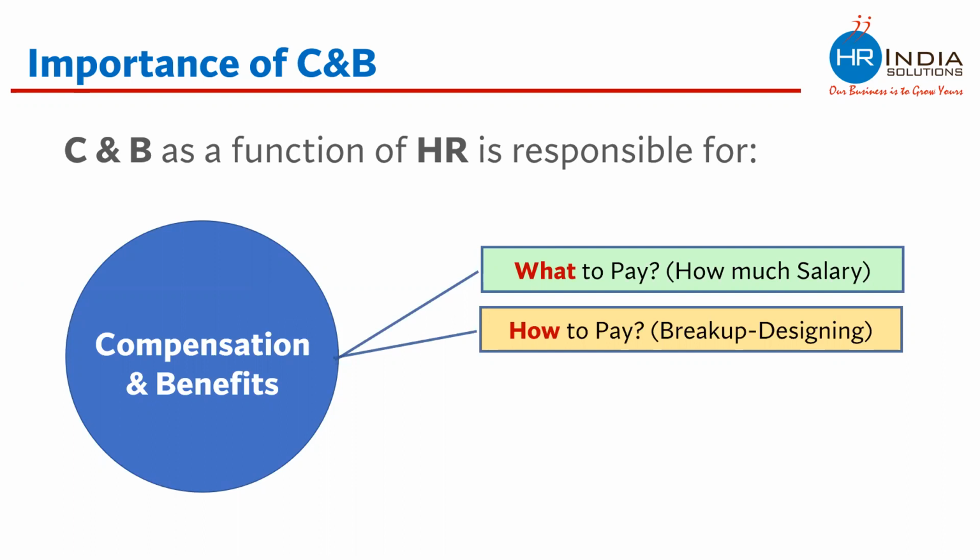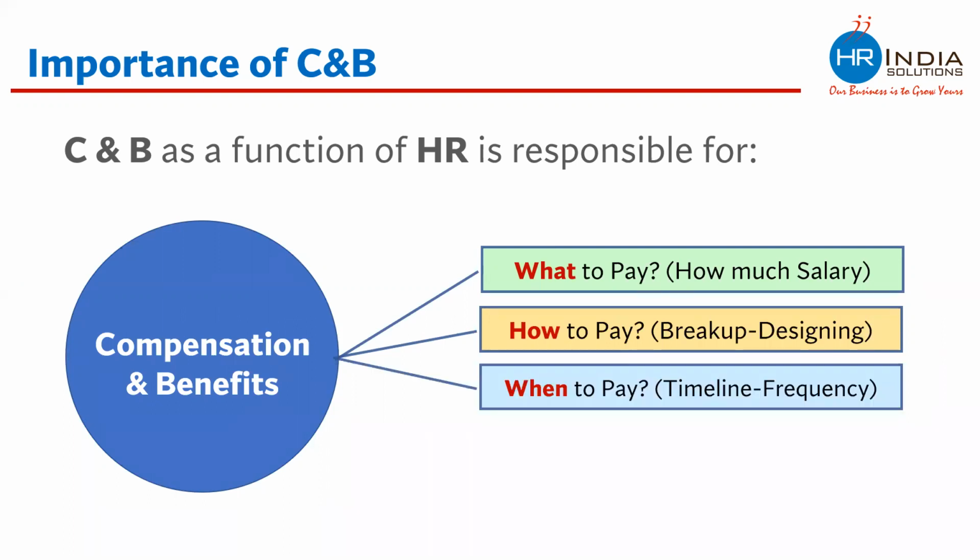CNB as a function of HR is also responsible for deciding when to pay. I am referring to timeline or frequency. You will see that there are many companies who pay salaries on the first. There are many companies where salaries are paid on the third, and many where salaries are paid on the seventh. In many companies, variable incentives or performance bonus is paid on a monthly basis. In many companies, performance incentives are paid on a quarterly basis, and there are a good number of companies where incentives are paid on an annual basis. When all these payments should be made, what the timeline or frequency should be, is taken care of by CNB of HR.